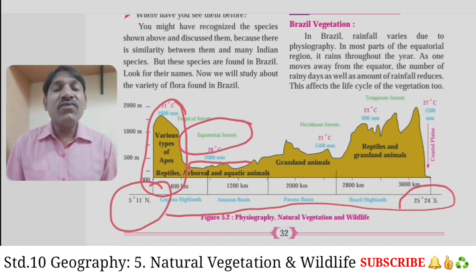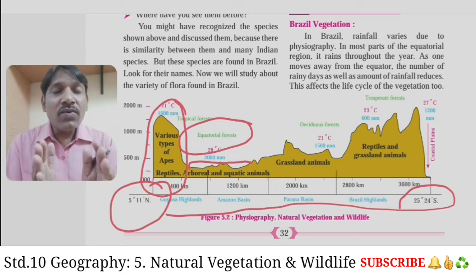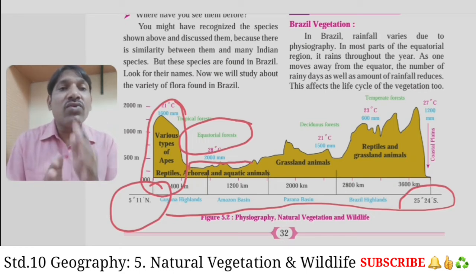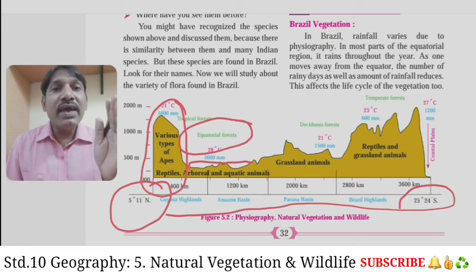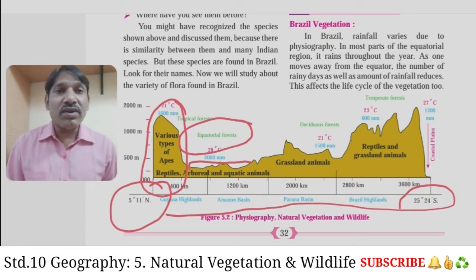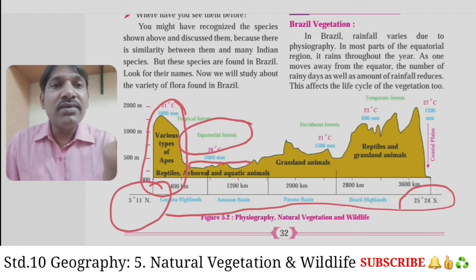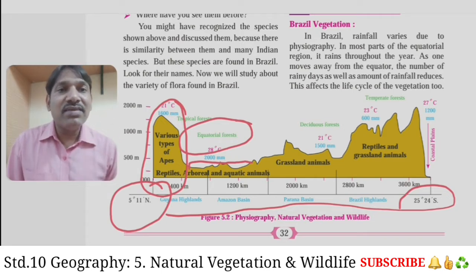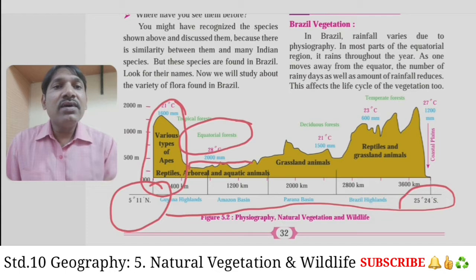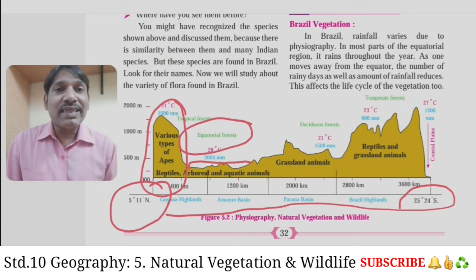Okay, evergreen forest. What do you mean by evergreen forest? Where we have continuous rainfall throughout the year, there we see the evergreen forest. Okay students, so in the region of the Amazon river basin, we can find the equatorial forest, and that is also called evergreen forest.